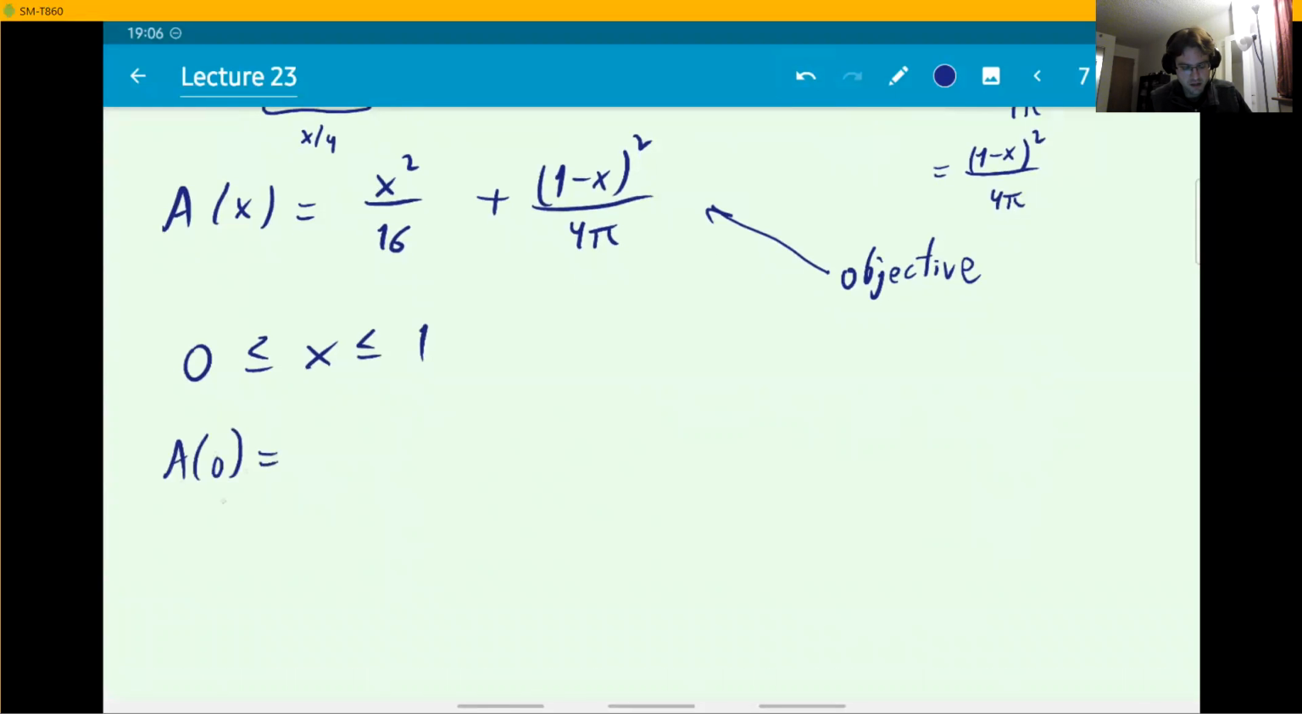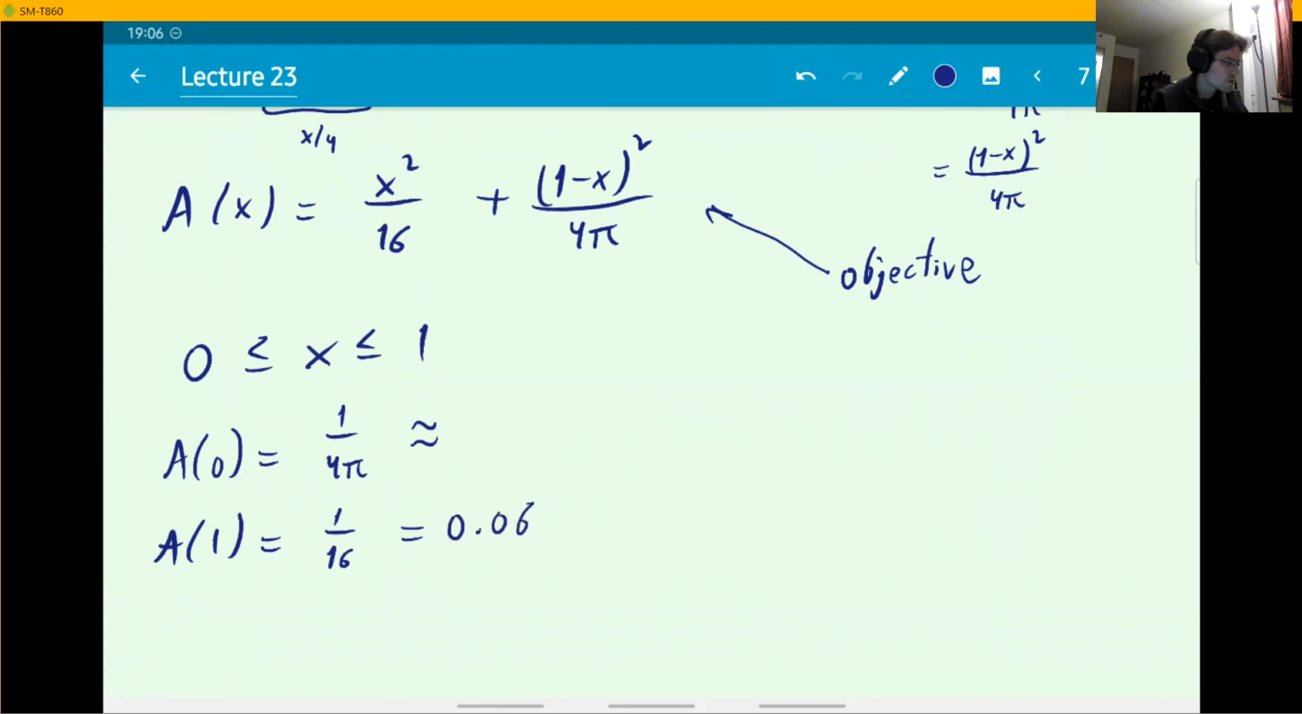Let's already analyze the value of this area function at the extremes. A of 0 will give you just 1 over 4 pi. And A of 1 is 1 over 16. As it turns out, you can see which one of these is larger or smaller.